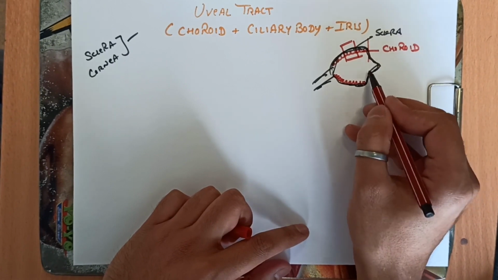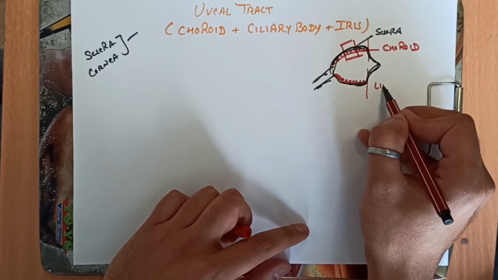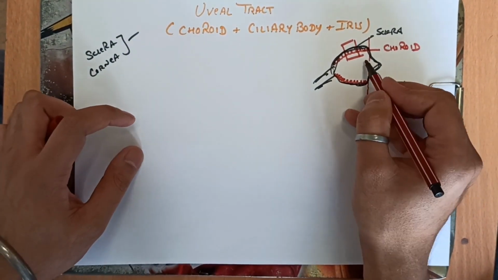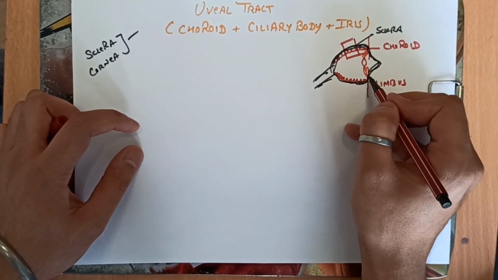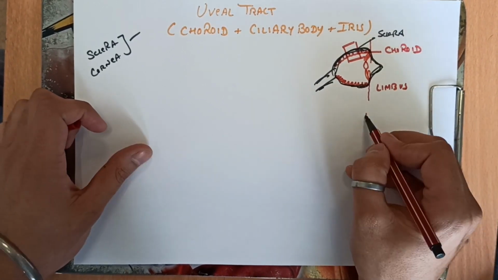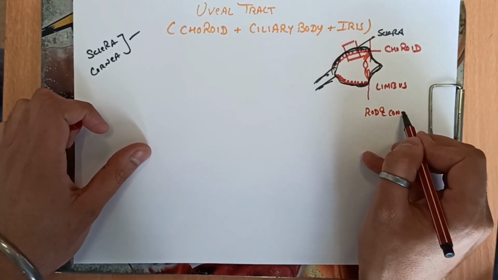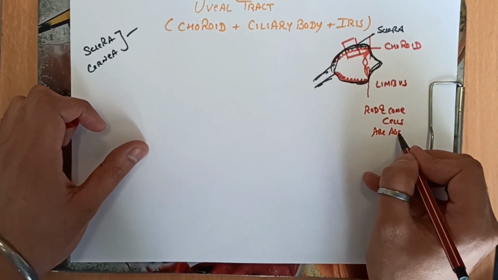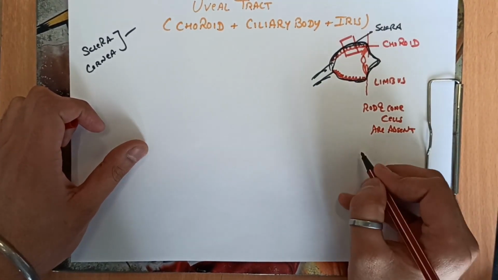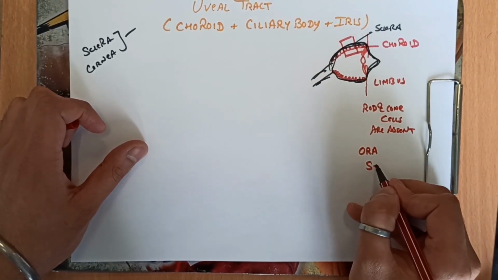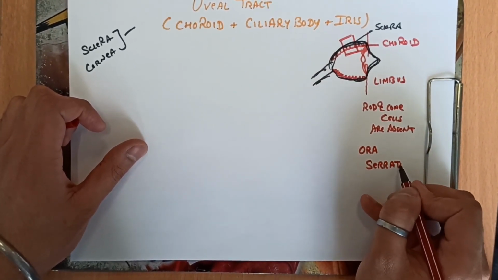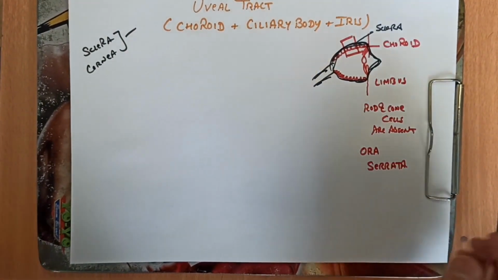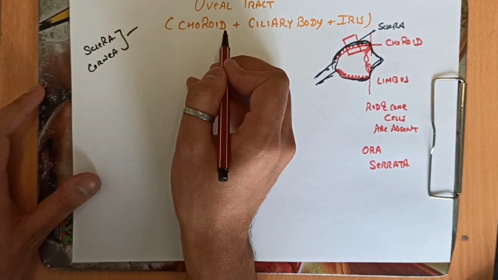If I take a cross section of this area, first of all I would like to tell you that this is the corneoscleral junction or the limbus. At a certain point, this is the lens suspensory ligaments. At a certain point, rod and cone cells are absent. That point is known as the ora serrata. Now coming on to the choroid, this is the posterior part of the uveal tract.